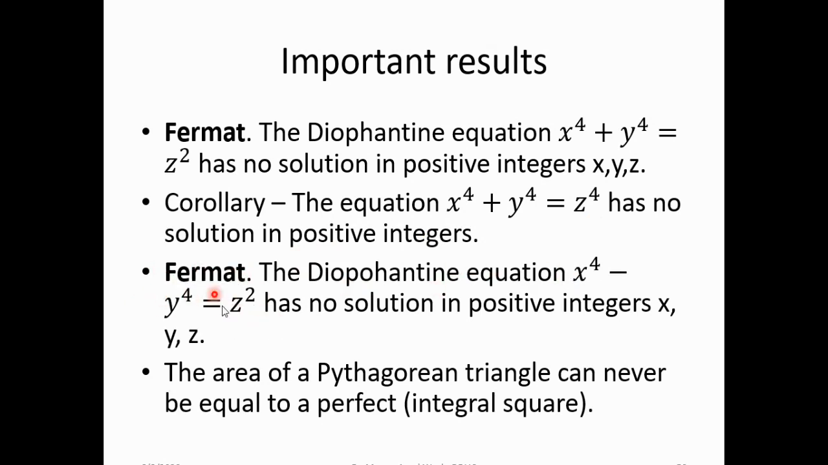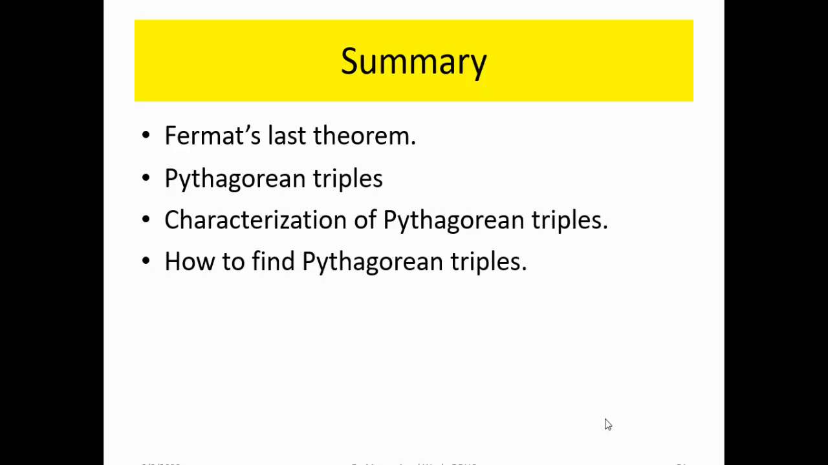Another result given by Fermat: the Diophantine equation x to the power 4 minus y to the power 4 is equal to z square has no solution in positive integers x, y, z. Finally, the area of a Pythagorean triple can never be equal to a perfect integral square. So we are done with today's lecture.